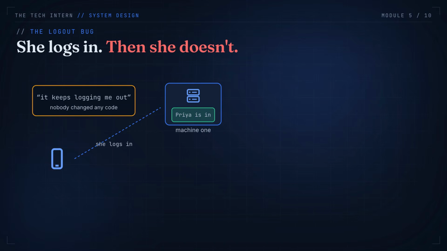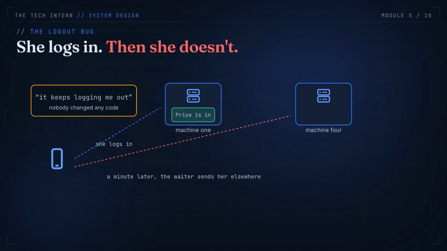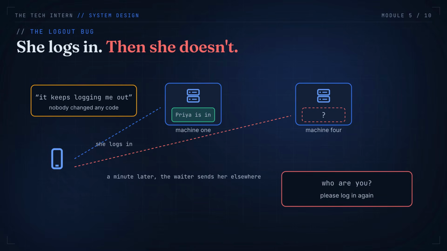New request. And the load balancer, doing exactly its job, sends this one to machine 4. Machine 4 checks its own memory for Priya. There's nothing there. That note lives on machine 1 and machine 4 has no idea machine 1 exists. So machine 4 says the only thing it can say, who are you? Please log in. That's the bug.